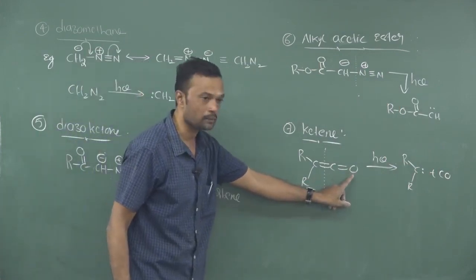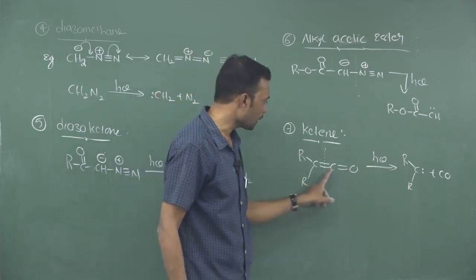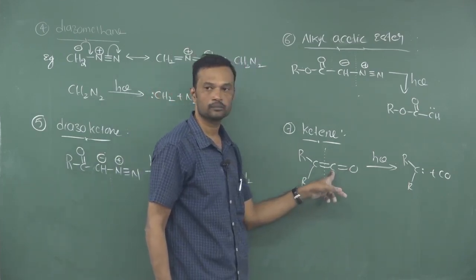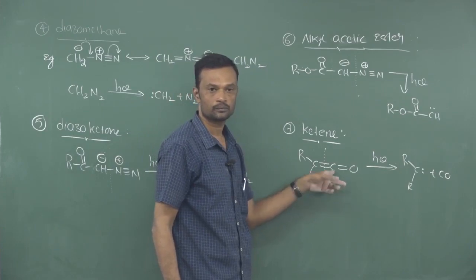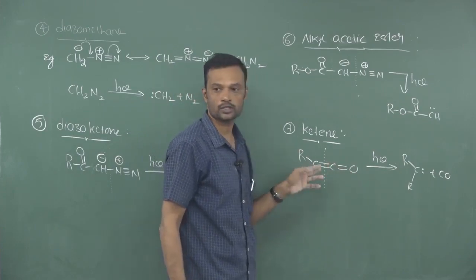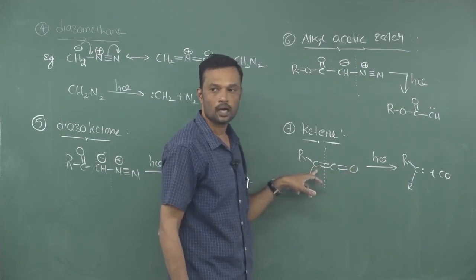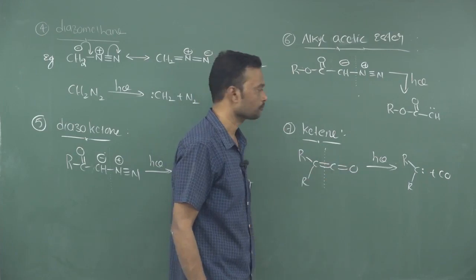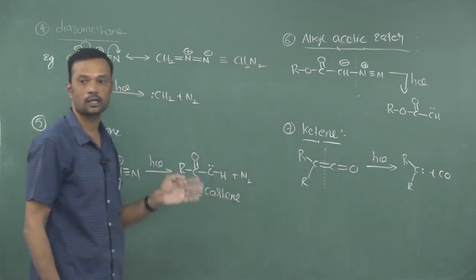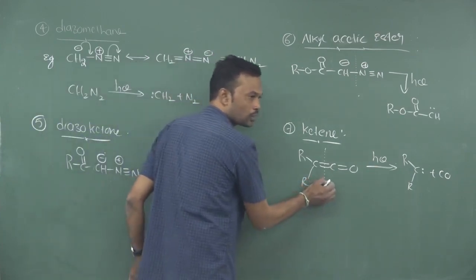If I write carbon here, allene. If I write nitrogen in this particular place, you know isocyanates, NCO. Suppose here if I write nitrogen, isocyanate, that comes in Hofmann rearrangement, Curtius, Lossen and Schmidt rearrangement. Right now it comes in Wolff rearrangement.